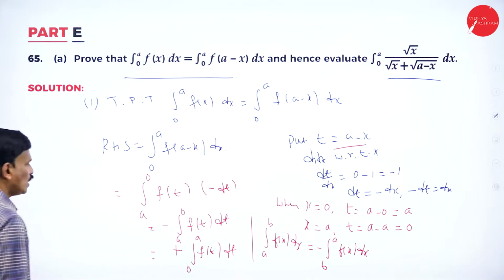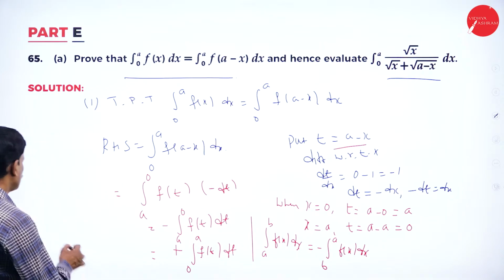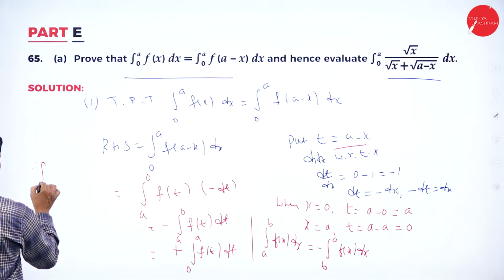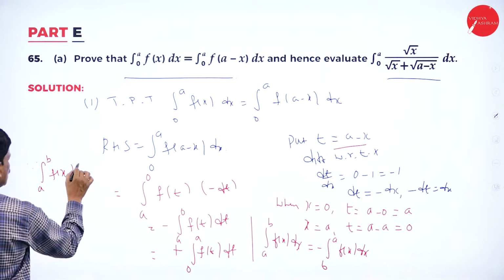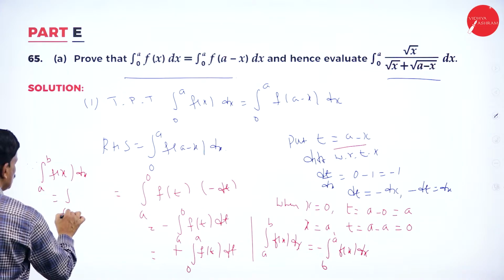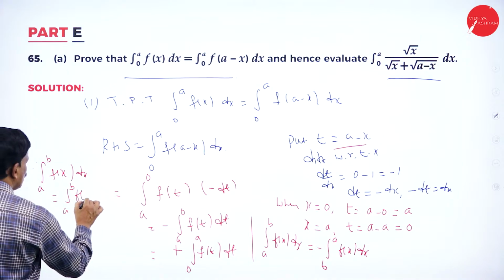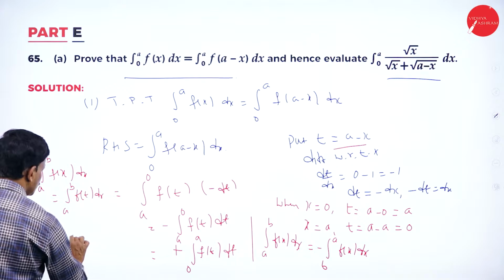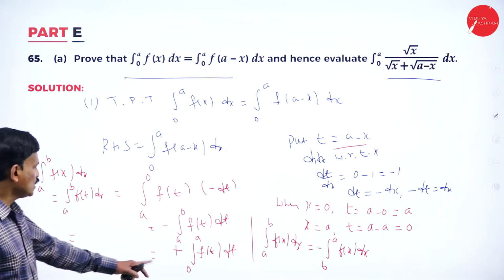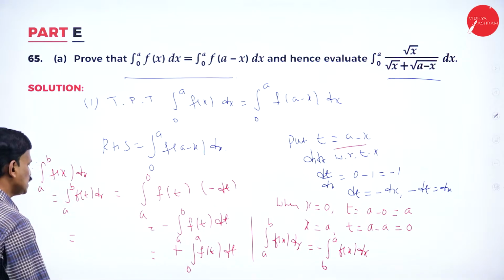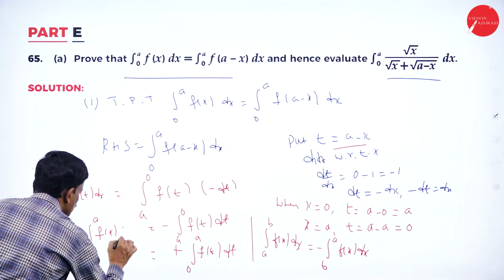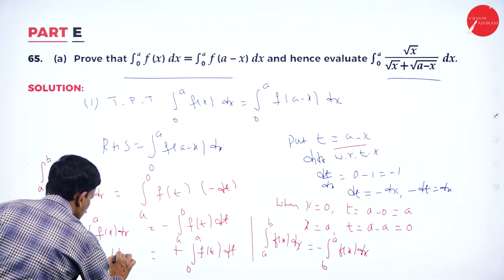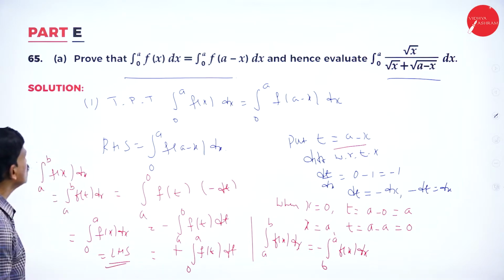Okay. Now, on the other hand, there is one more formula. We know that integral a to b f of x dx is also equal to integral a to b f of t dt. So, therefore, integral 0 to a f of t dt can also be written as integral 0 to a f of x dx. This is what is required, the LHS. See, integral 0 to a f of x dx, that is all.